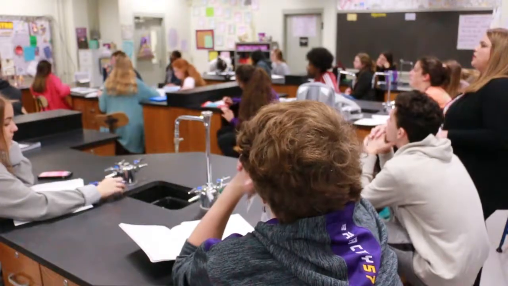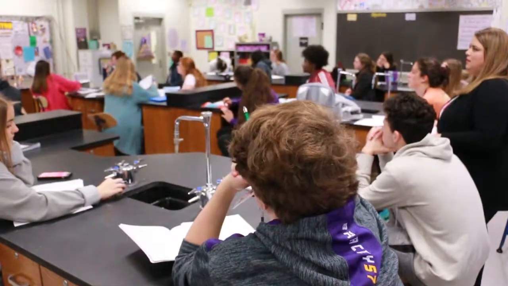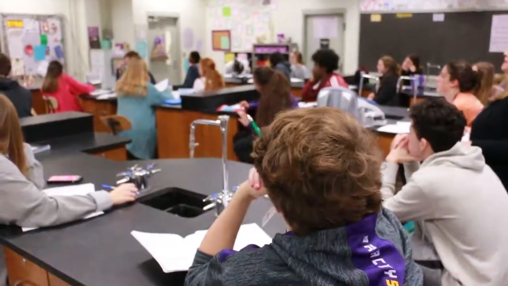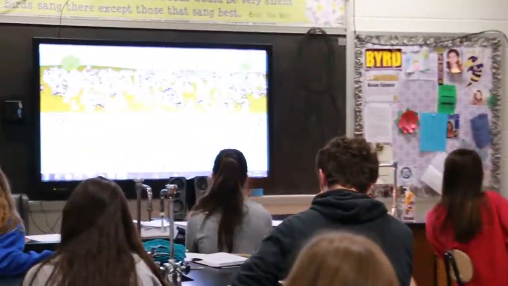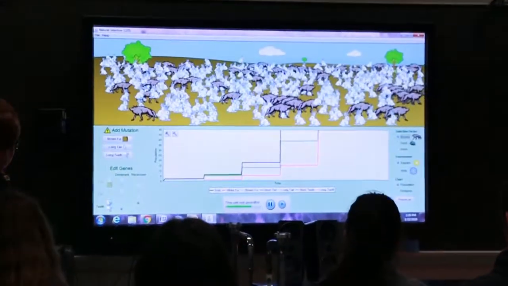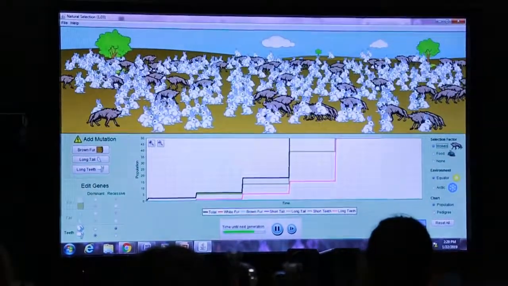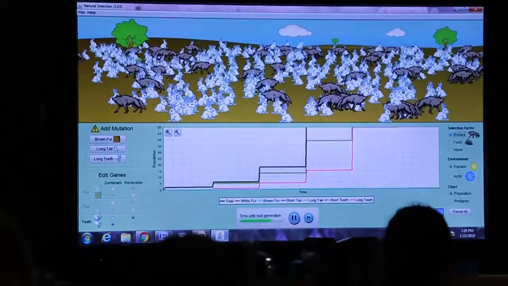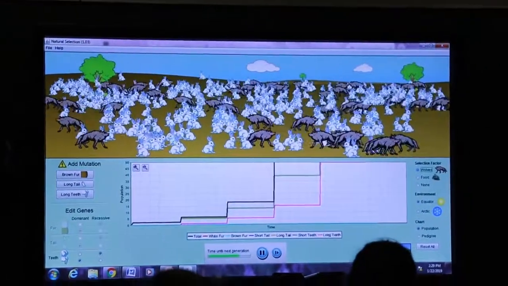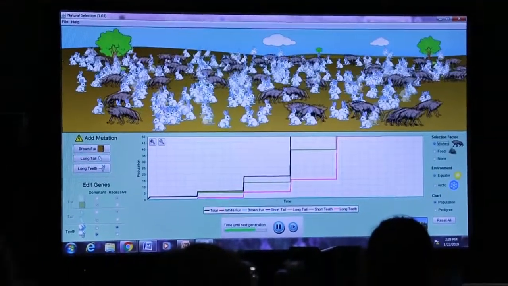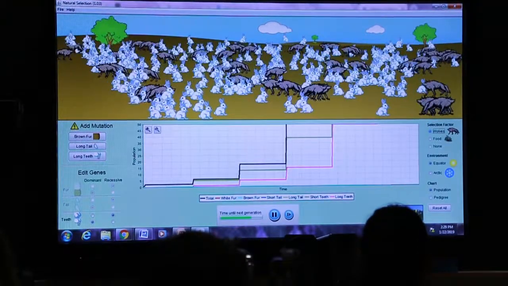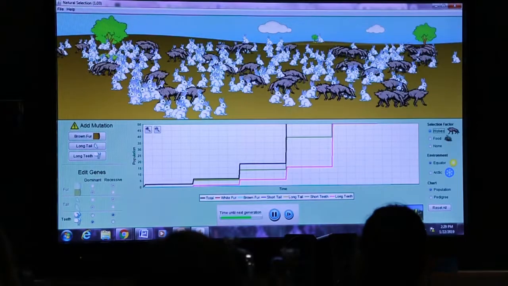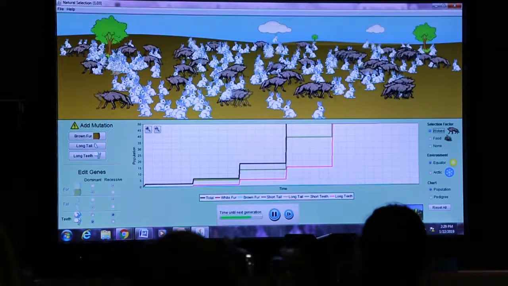When we add our wolves, what do you think is going to happen? They're going to eat the long and the short. Okay, in a second when the wolves leave, let's watch our graph. We're zoomed in on our graph right now, so it's difficult to see, but watch your graph and see what happens. When do the wolves leave? Okay, that's a good question. When do the wolves leave?